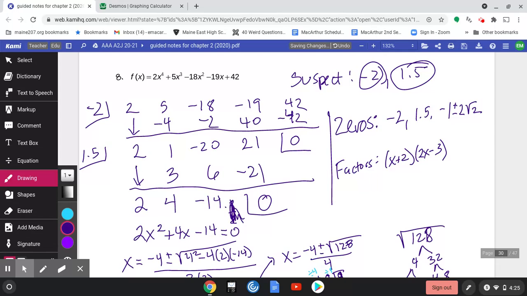And then for those irrational ones, you have to leave it as your quadratic, your 2x squared plus 4x minus 14. Because this can't be factored, which is why we ended up with irrational solutions. All right, there we go. Those are your answers. That's all the work.